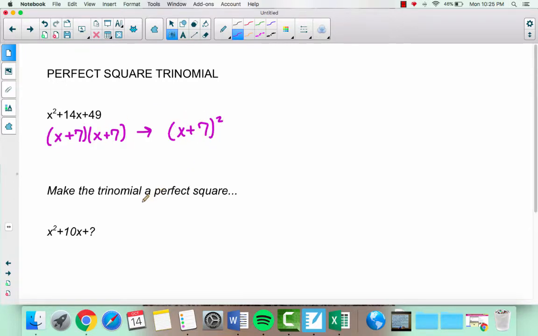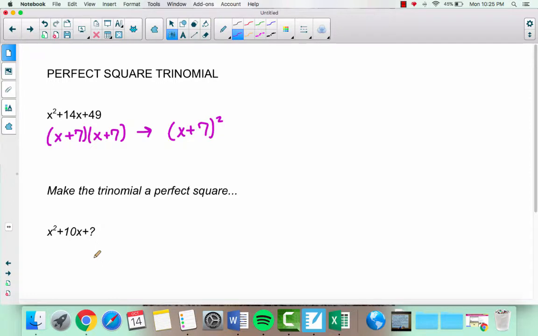So we want to be able to take an equation and make it into a perfect square trinomial because it will be a lot easier to work with, to solve, etc. So let's practice just coming up with that last number. I've got the equation x squared plus 10x plus some number, and I want to know what number would have to go there to make it a perfect square trinomial.